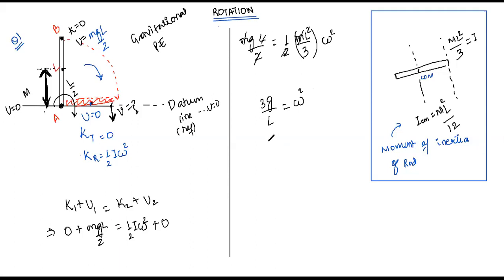What is omega coming? Tell me, Atul. Omega is under root 3g by L. Very good. Now, what is the question asking me? The question is asking me with what velocity point B will hit the floor. B is being asked, right?